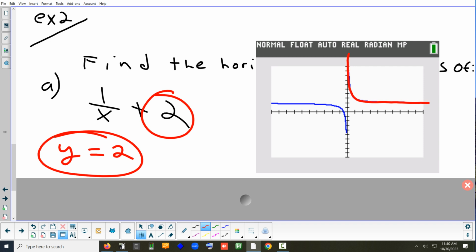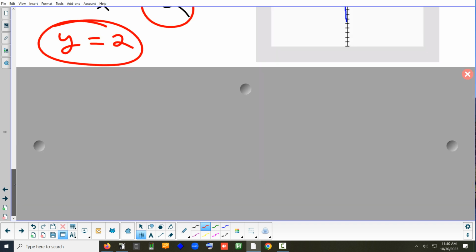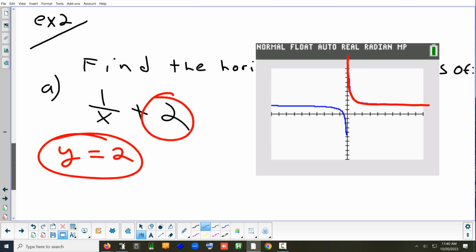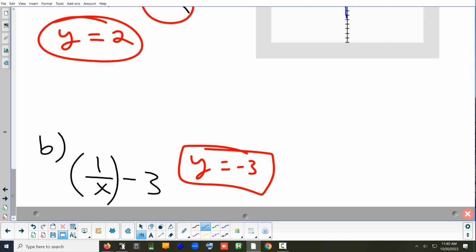This plus 2 at the end ends up taking the graph and shifting it up 2. We learned that earlier. If you add or subtract a number on the end, it shifts it up or down. So what do you think a minus 3 would do? Yeah? The asymptote would be y equals -3. Right. Normally it would be 0, but if you shift it down 3, everything goes down 3. So this time the asymptote is y equals -3. If you're not sure, you could graph it, and you'll see a graph that gets close to -3.